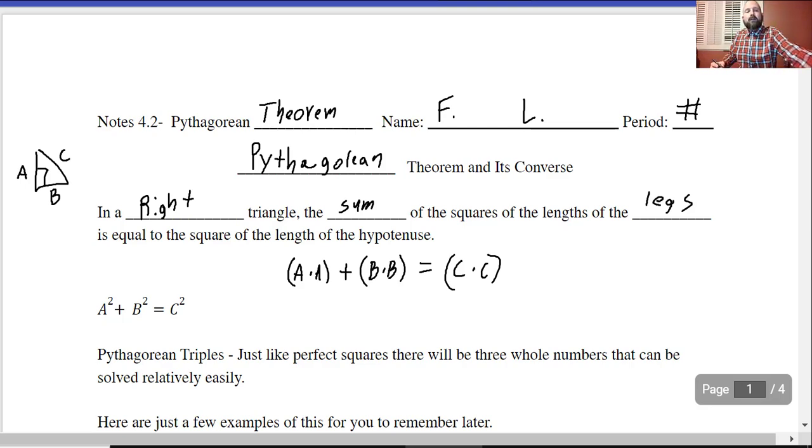Now, when we're getting to squares and stuff, you're going to want to make sure you use your handy-dandy calculator, or else you're not going to have a good time. All right, guys, let's continue on.